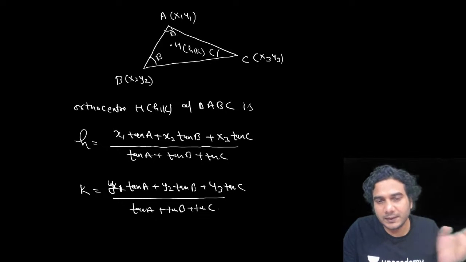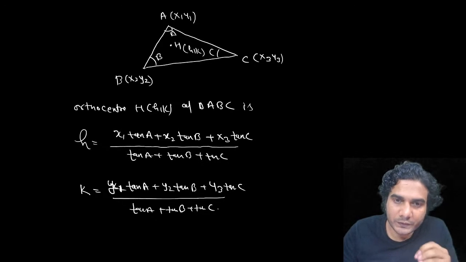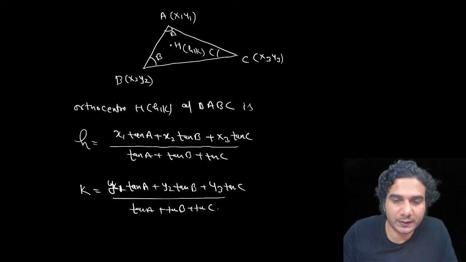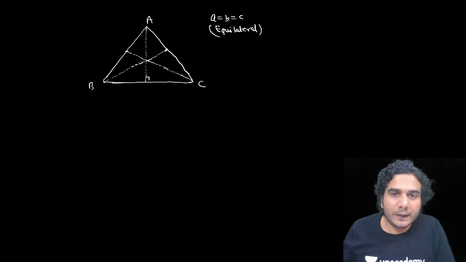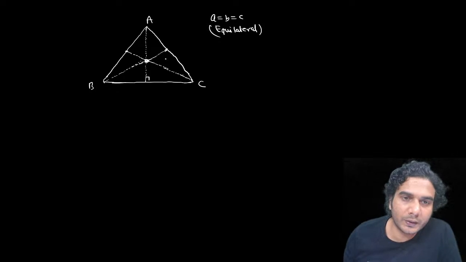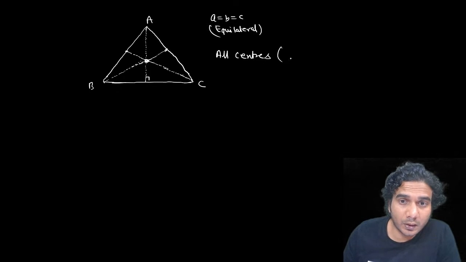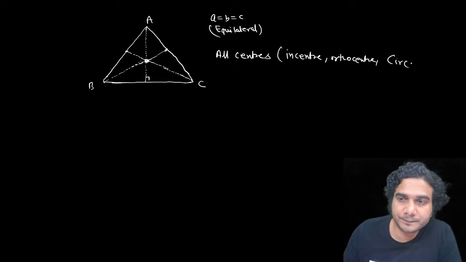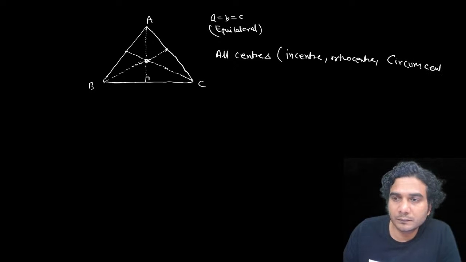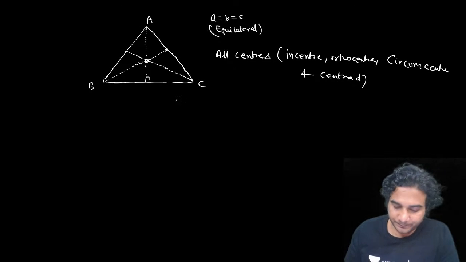So I was just teaching the formula. When we do straight line, after that we'll practice questions based on orthocenter, circumcenter, and all the centers basically. So I was saying that in an equilateral triangle, all centers coincide. All centers means incenter, orthocenter, circumcenter, and centroid. All these centers coincide.